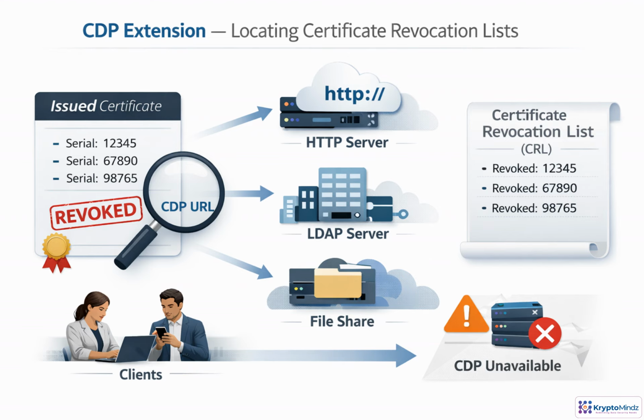The CDP extension is a pointer inside each certificate that tells clients where to download the revocation list for that issuing CA. Those URLs might be HTTP, LDAP, or even a file share, but HTTP is most common because browsers and many applications can reach it easily. If that CDP location can't be contacted, the client may have to guess, and you lose reliable, consistent revocation checking.